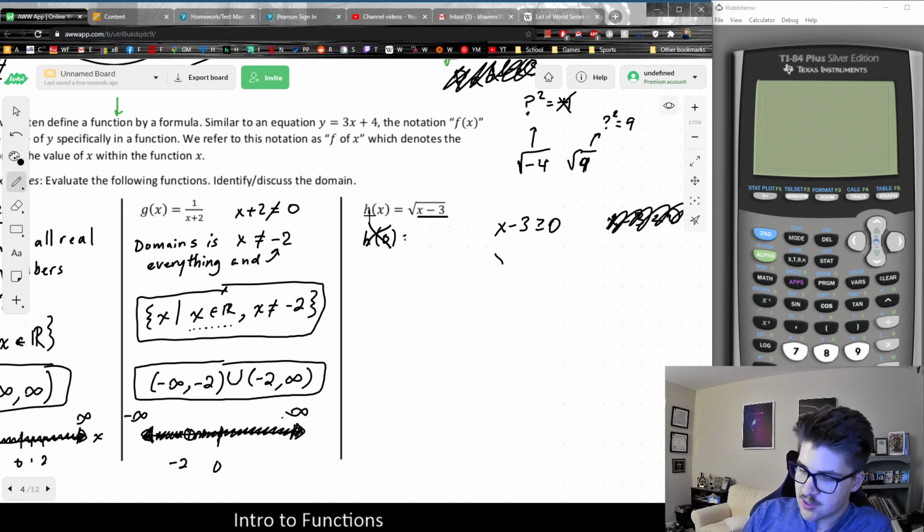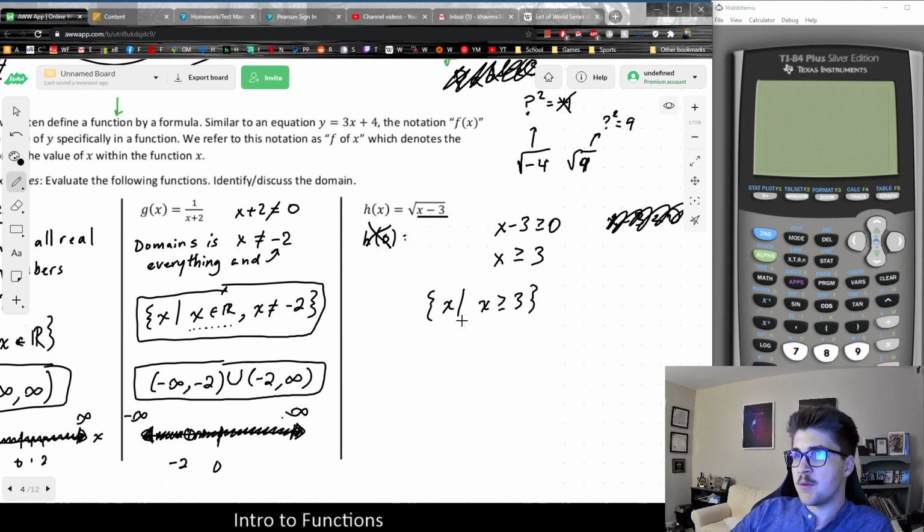But again, I could solve that inequality by adding 3 to both sides. That would give me the set of numbers x is greater than or equal to 3. And then I could translate that to set notation by writing x is a set of numbers such that x is greater than or equal to 3. A very common way of this would be using the set builder notation.